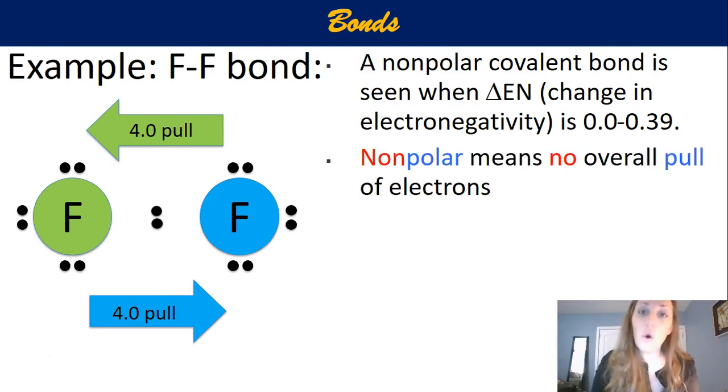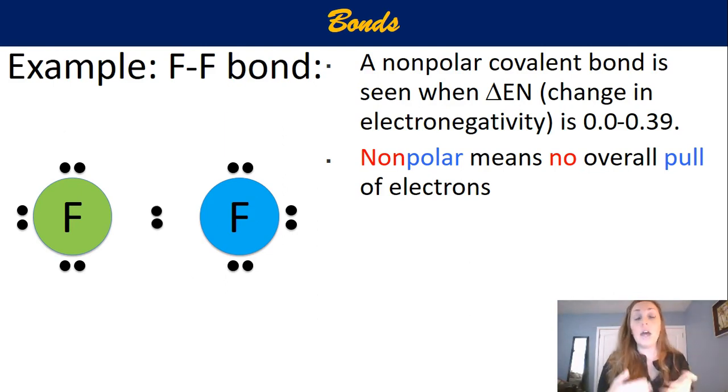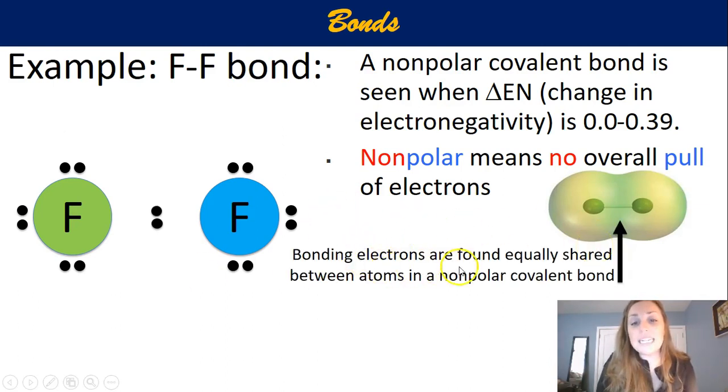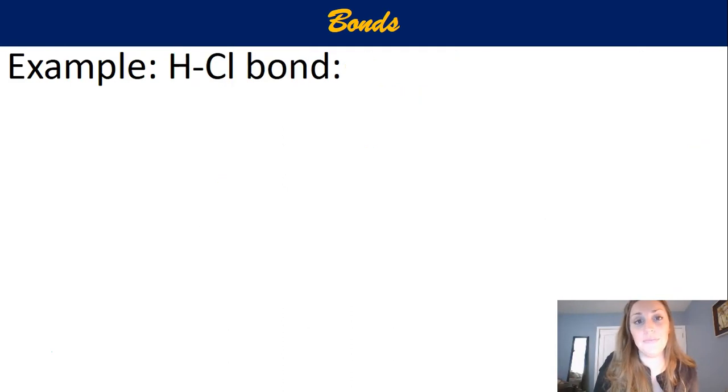Nonpolar means there's no overall pull of electrons. We know that the electrons are being pulled in two different directions, but those pulls cancel out, and the electrons are just put in the center between the two atoms. So there's no overall pull in this bond. If I draw a picture that shows the electron density, the bonding electrons are found equally shared between the atoms in a nonpolar covalent bond because there's no overall pull, so they're right in the center. That makes it a nonpolar covalent bond.